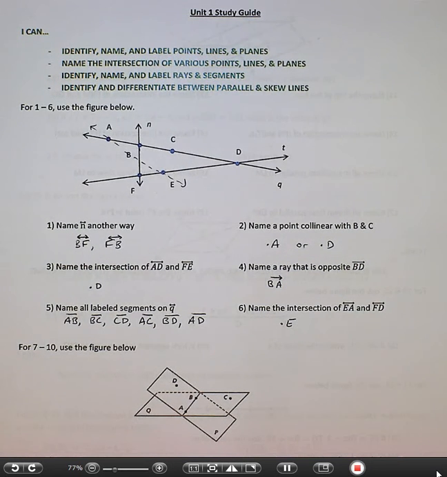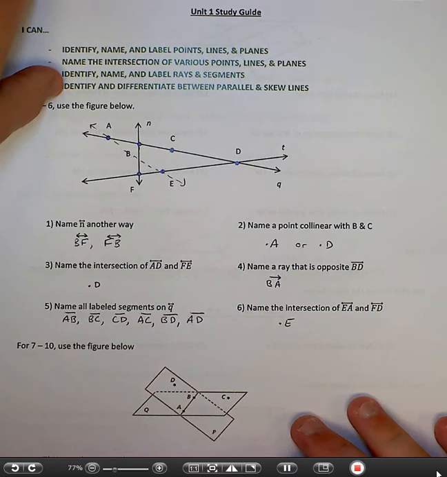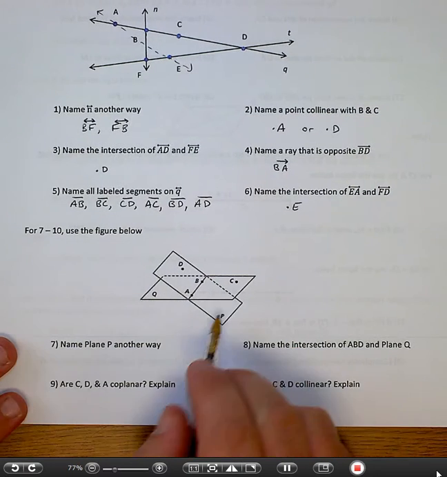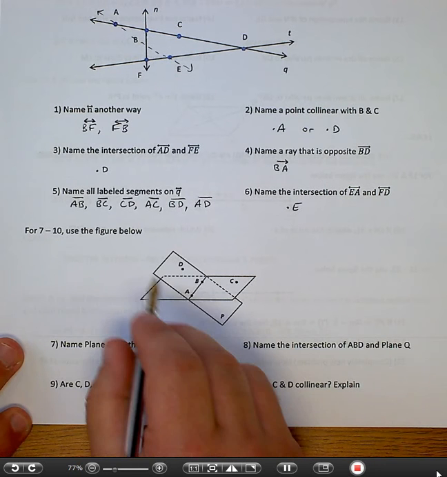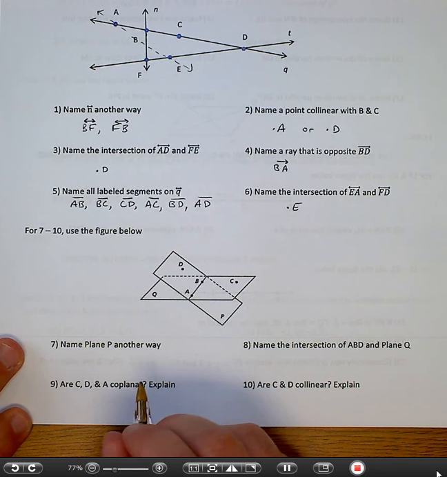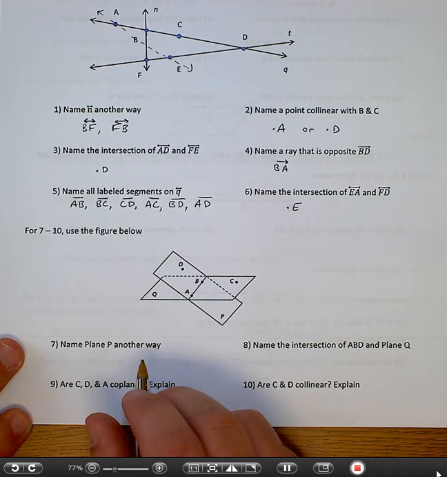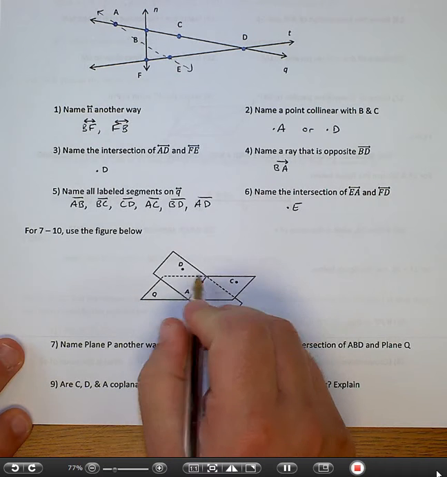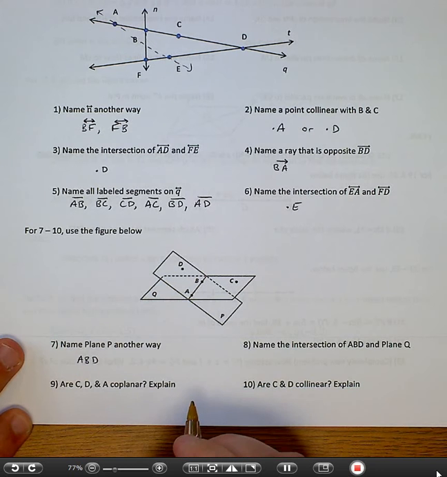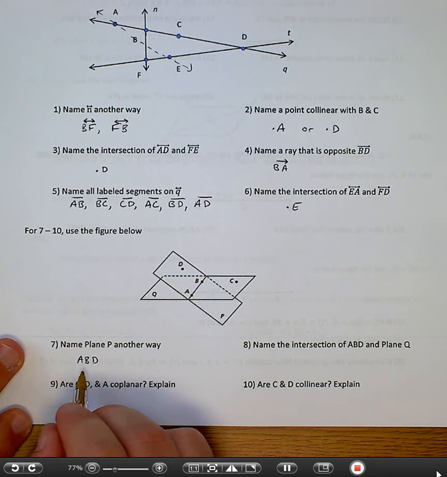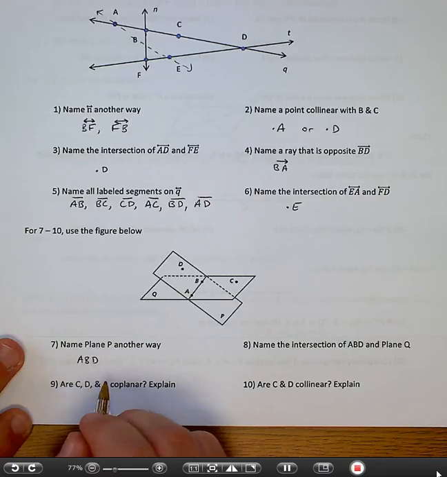Okay. 7 through 10, we're going to use the picture here at the bottom. Name plane P another way. Plane P is the one that's kind of going diagonal here. To name a plane, you need 3 non-collinear points. So A, B, and D is another way of naming that. It could be any combination of those letters. So DAB, BAD, BDA, they're all the same.